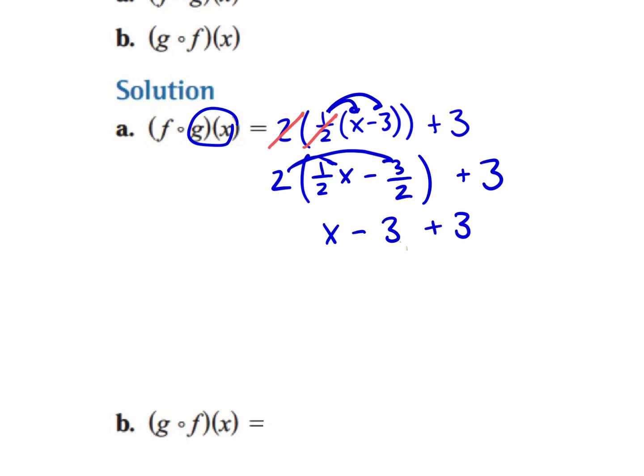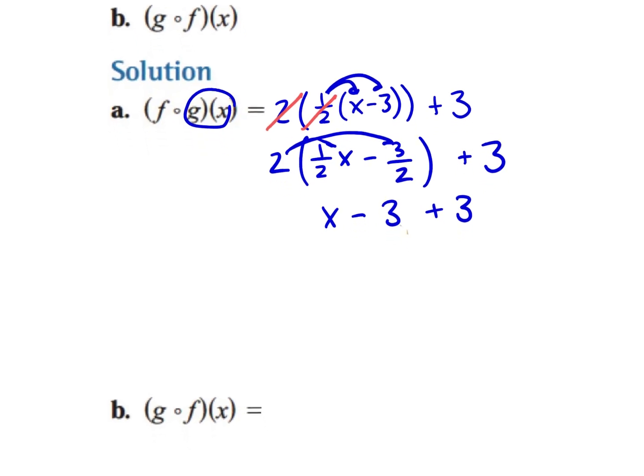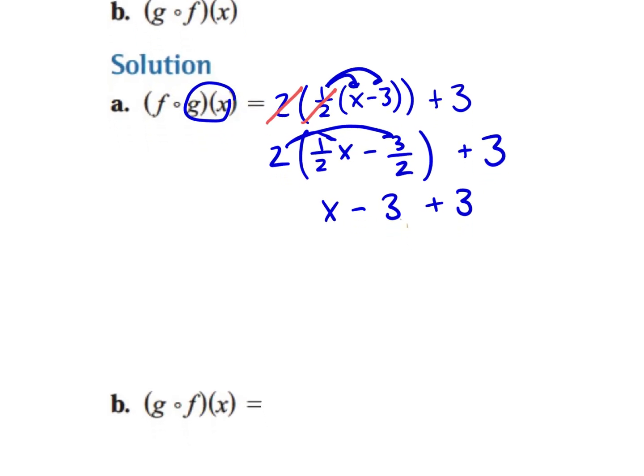So I have x minus 3 plus 3. And then I can combine my like terms, and what do I get? Just x. So f of g of x is just x.